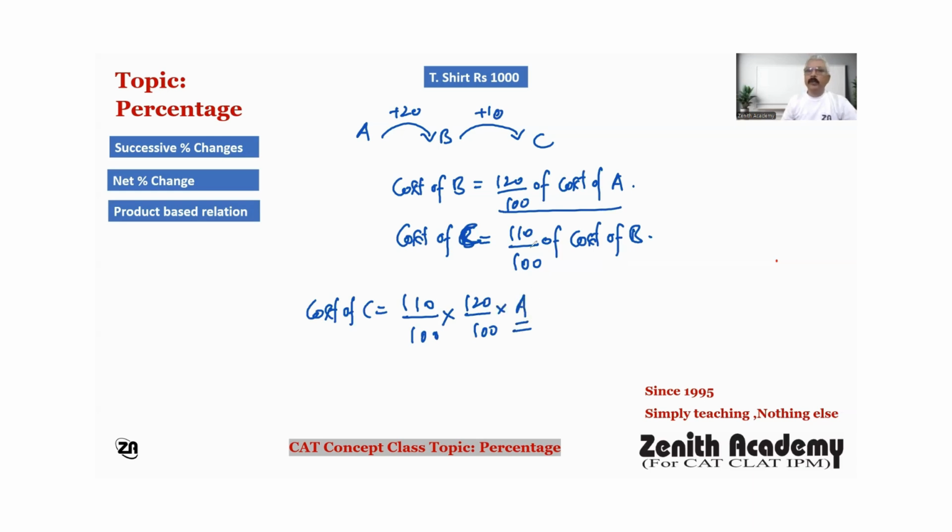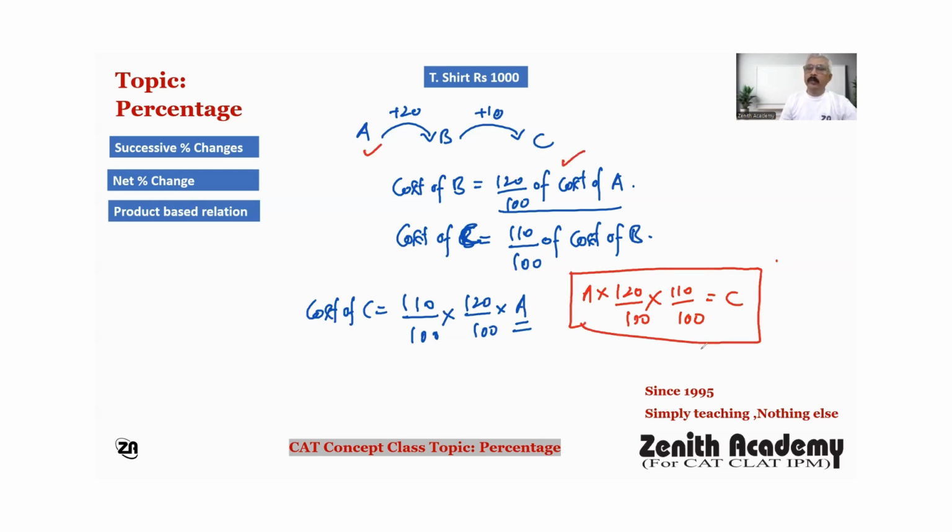Okay. So this formula you can write directly: if the first change is 20%, then A into 120 upon 100, second plus 10, 110 upon 100, is equal to C. Right? This is the relation between A and C. So it is a very important relation. It will help you. And this is not only applicable to two successive changes. It can be more than two, three, four, five, whatever.